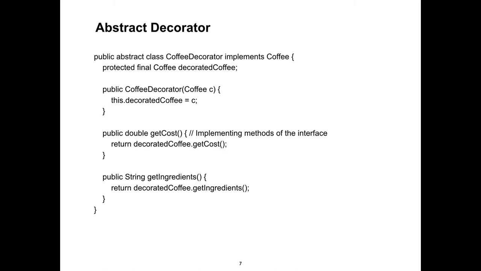And now to use a decorator pattern, we create a coffee decorator, which implements coffee, right? And it has a reference to the actual coffee object or a coffee decorator. And then we can use abstract methods.